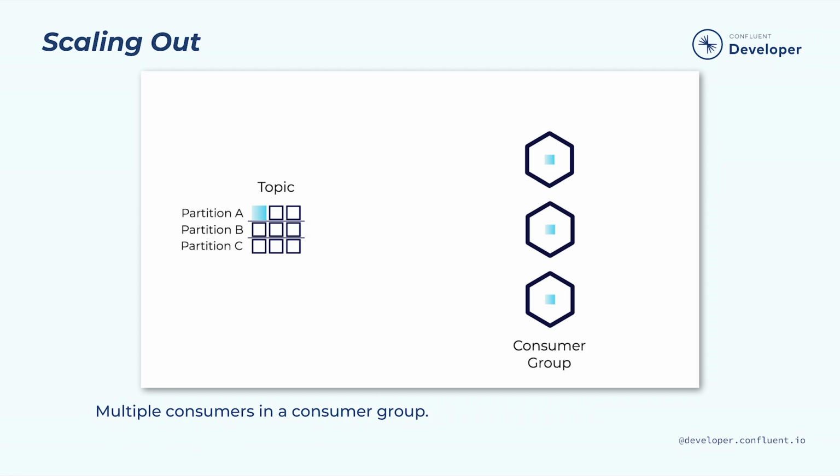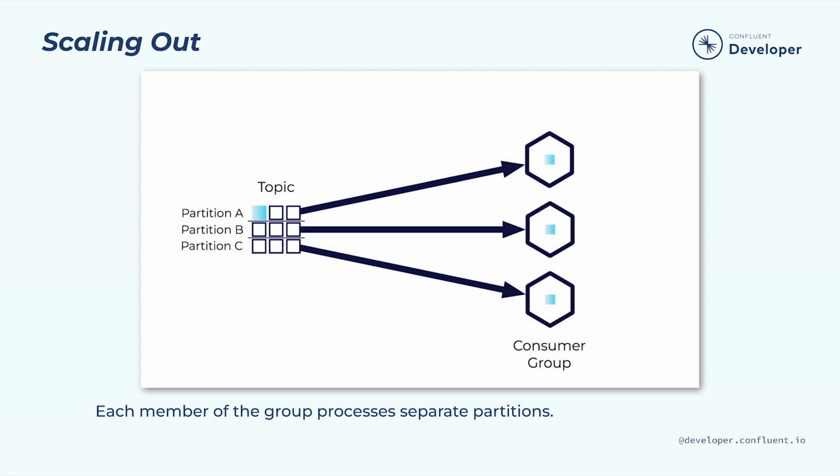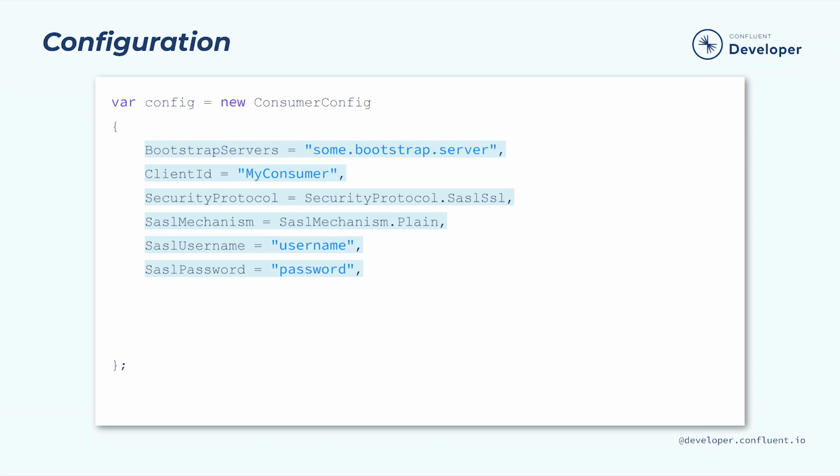When we create a consumer, we assign it a group ID. This ID indicates that multiple instances of the consumer all belong to the same group. Kafka will distribute the partitions among the group members. This means that in a topic with 30 partitions, you could have up to 30 instances of your consumer all working in parallel. The first step to creating a consumer is to create the configuration.